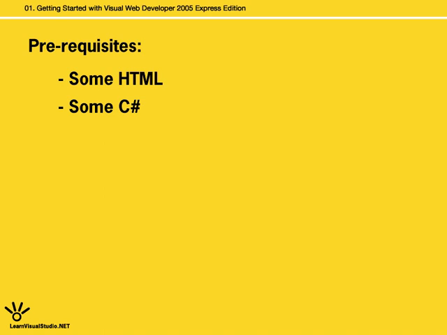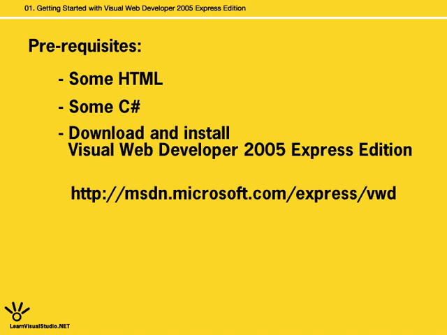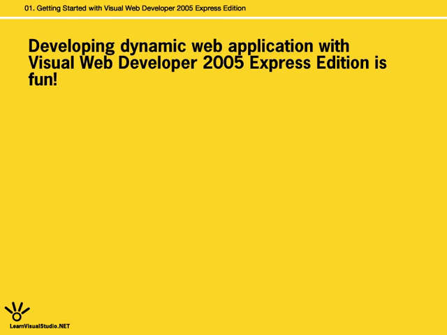So I'm going to assume that you know nothing but a little bit of HTML and a little bit of C#, that you've created some C# applications in the past using either Visual Studio or the new Visual C# 2005 Express Edition. I'm also going to assume that you've already downloaded and installed Visual Web Developer 2005 Express Edition. If you haven't, please take the time to download it from the following location before we go any further. You can download it from http://mstn@microsoft.com/express/VWD.